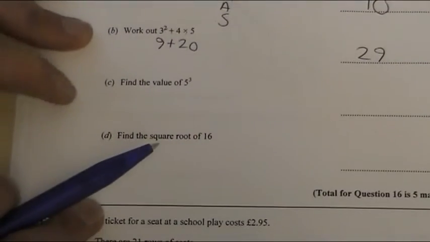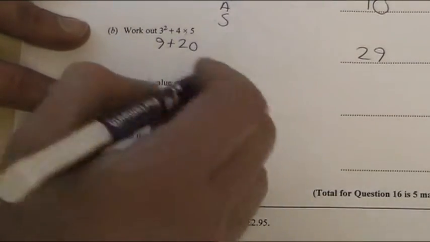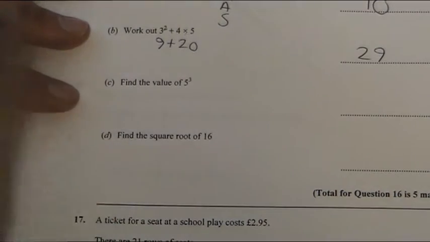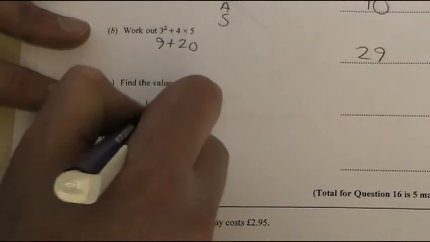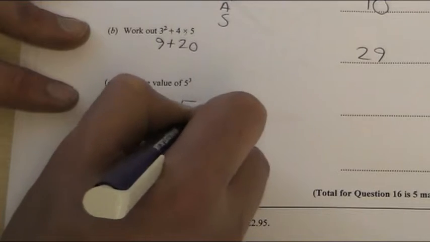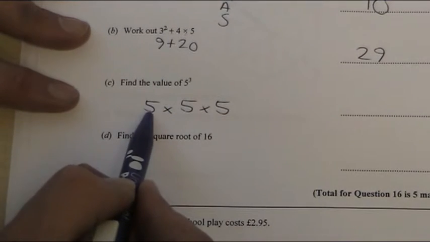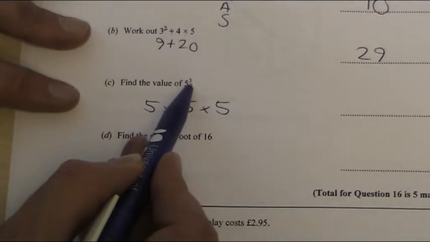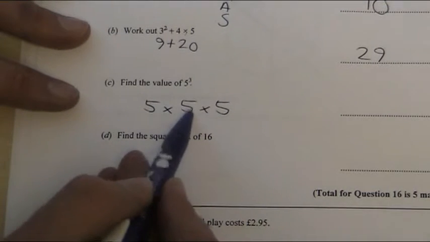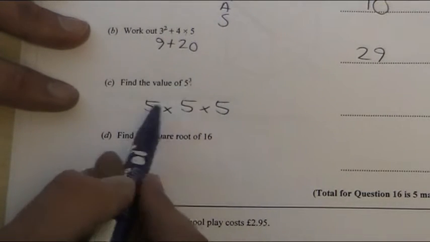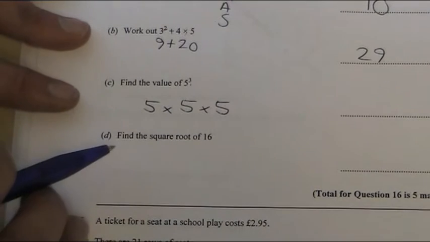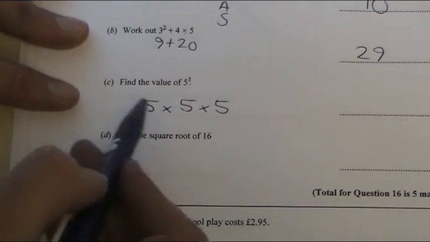Now, 5 cubed, it means make a cube of the length 5 centimeters, for example. It's 5 times 5 times 5. 5 times by itself 3 times. When it's squared, we only times it by itself twice because it would be a 2. When it's cubed, we times it by itself 3 times. My advice is just remember it.